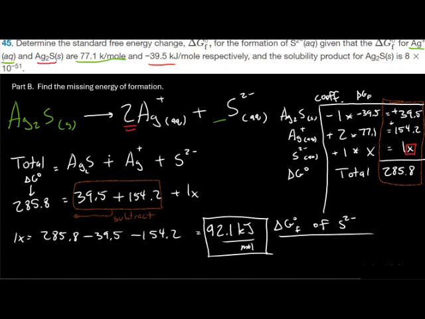So now we've covered not only how to find the free energy of a reaction, but also how to find the free energy of formation of any missing piece we might have.